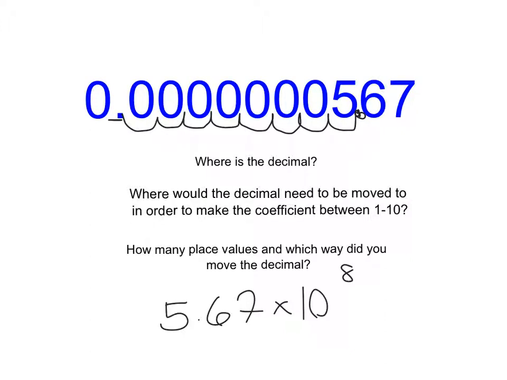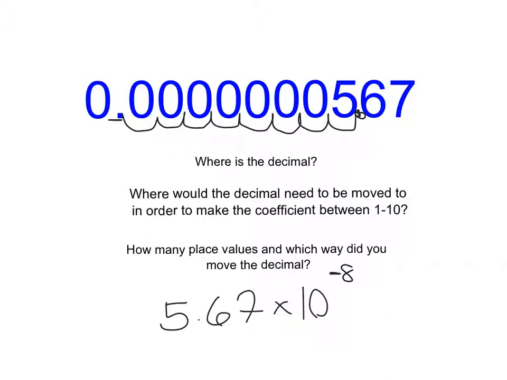Just like there's a way to remember whether it needs to be positive, there's another way to remember whether it needs to be negative. If you move your decimal to the right to make it into scientific notation, that tells me it's going to be negative. So I moved it 8 times, but since I moved it to the right, that's going to be negative 8.